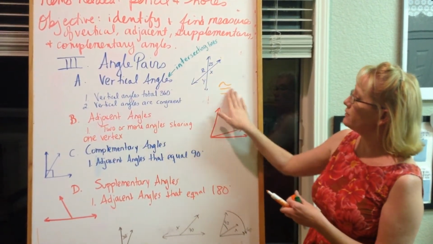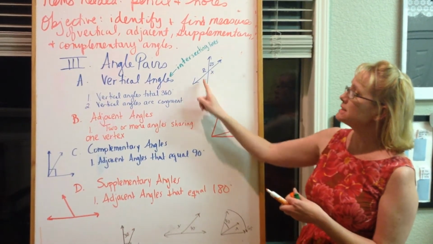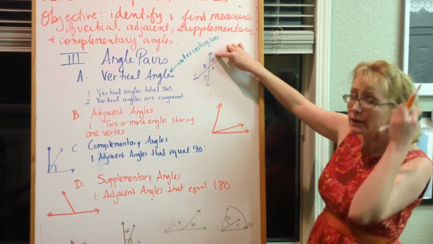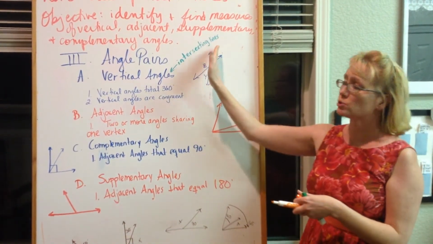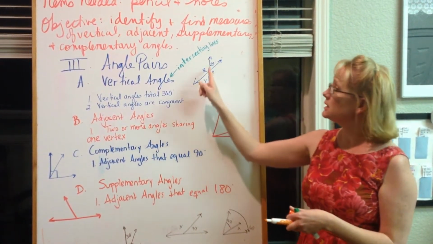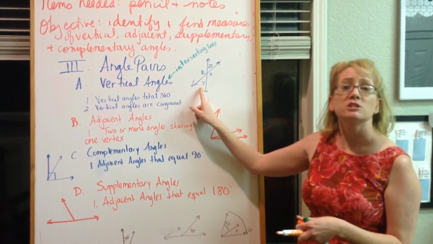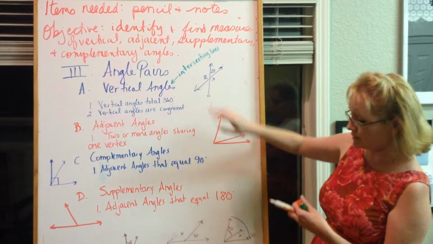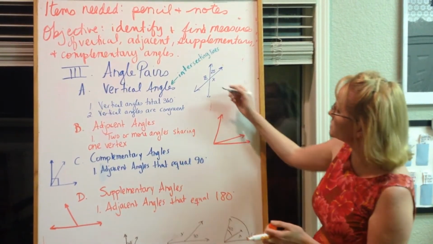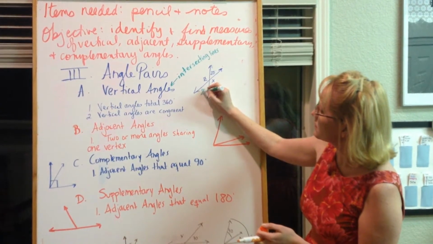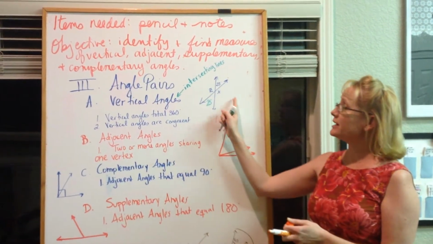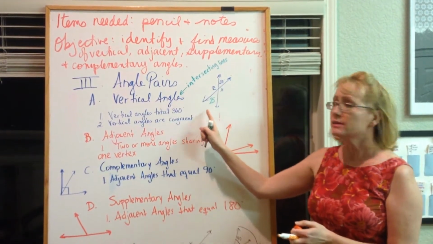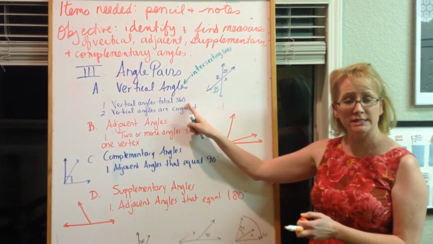So here I have a set of vertical angles, and I'm missing some degrees. This one is 25 degrees, but I know the one directly across from it is also going to be 25 degrees because it's congruent. So Y is going to be 25 degrees. Knowing that, I can find the other two angles, because this all has to equal 360 degrees.